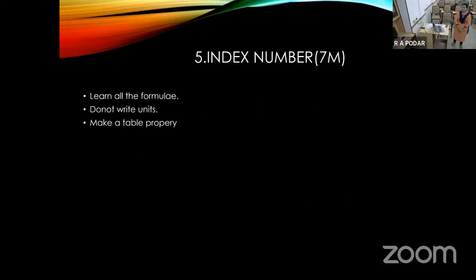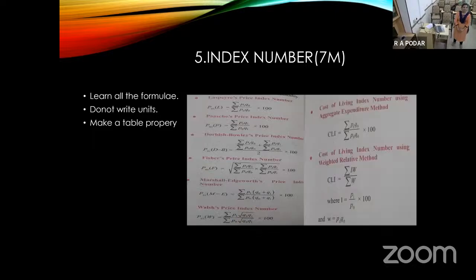Again, the most favorite topic of you all, index number. Nothing is there in the index number. It is totally based on formula, right? So by the simple aggregate method, we have the price index number and the quantity index number, and these are the formulae which are already given. Basically, I have taken this from the textbook only. So all these formulae we have to learn.